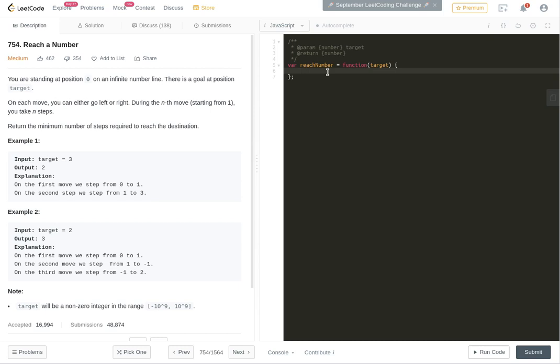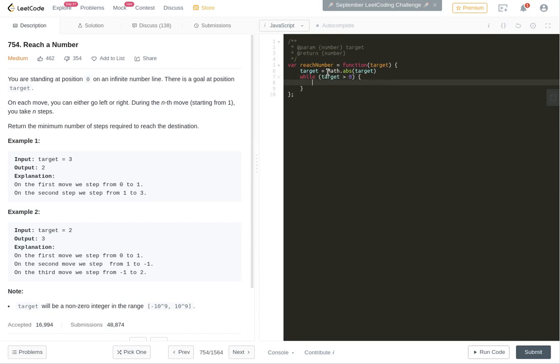So the first thing we said was we were going to take the target that we're given, and if it's negative, we're not going to care. Let's just do the absolute value of the target. So that's the first thing. Then we're going to, while that target is greater than 0, right? Then we're going to do our magic.